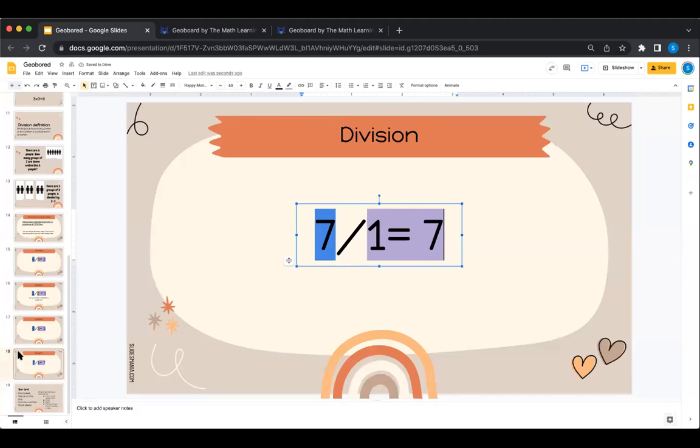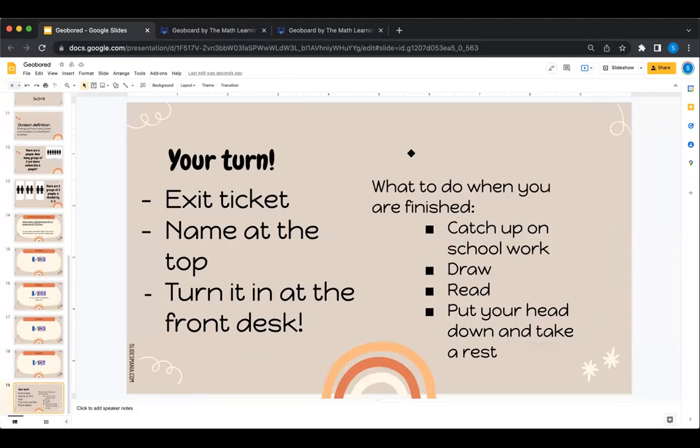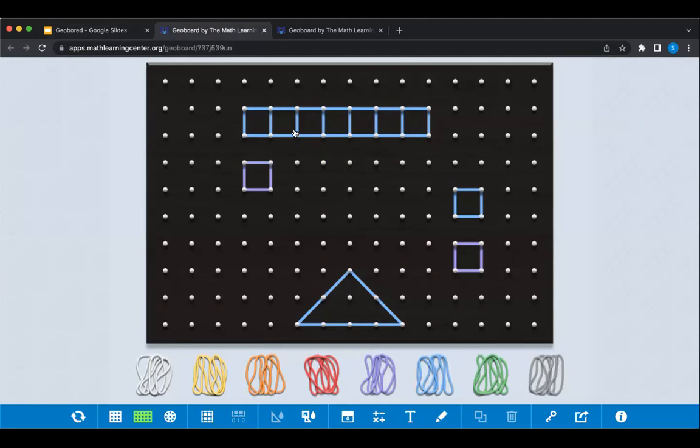So now that we've done practice on our own and with our partners and as a whole, it is your turn to show me what you learned today. So now flip over the exit tickets I gave you at the beginning of the class, right? Make sure to write your name on the top. You are going to use your GeoBoard to fill out these problems. Make sure to draw how many squares you use next to your paper.